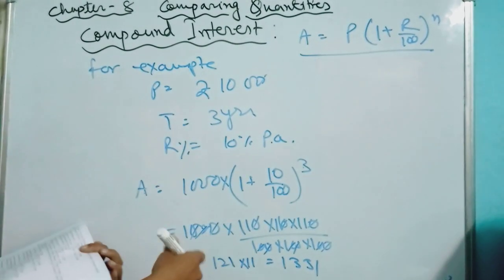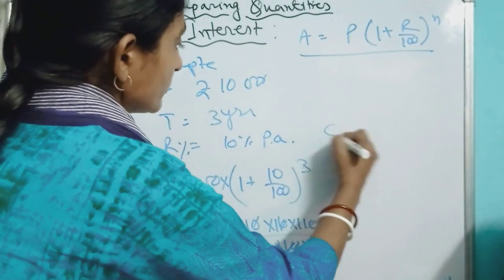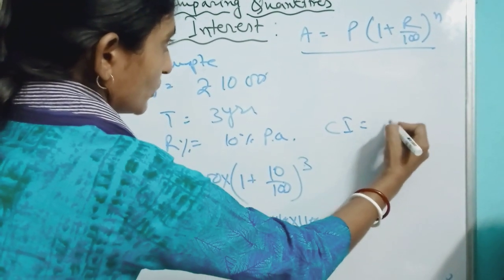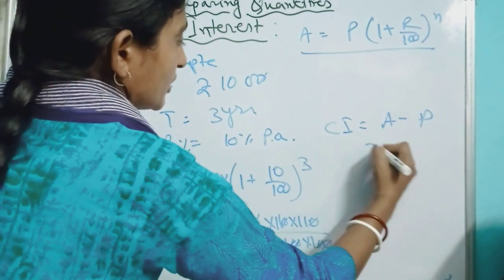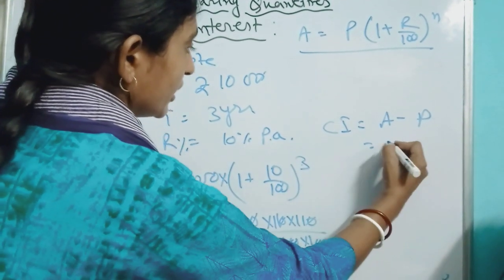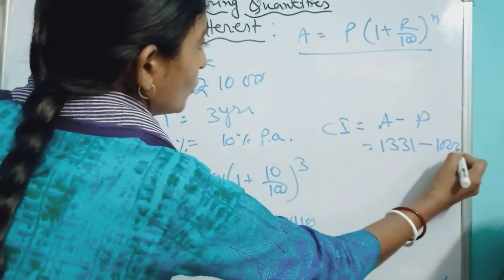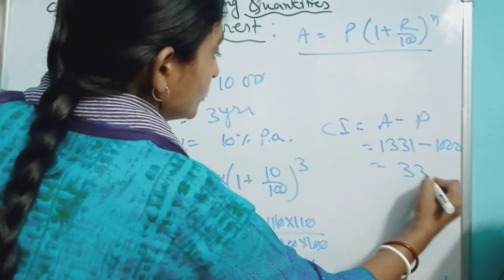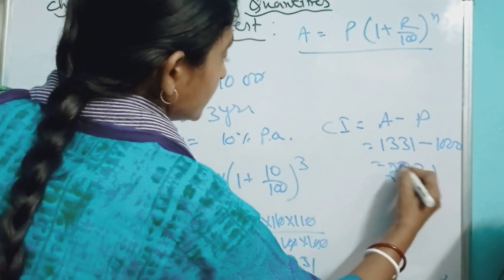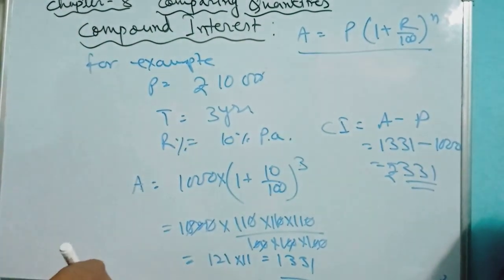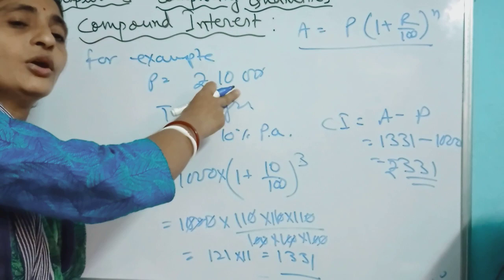But in this question you have asked what the interest will be. So compound interest is equal to what? Amount minus principal. So what is the amount I have got here? It became 1331 and principal was 1000. So interest will be 331 rupees. This is the interest that will be paid after 3 years for a sum of money 1000.